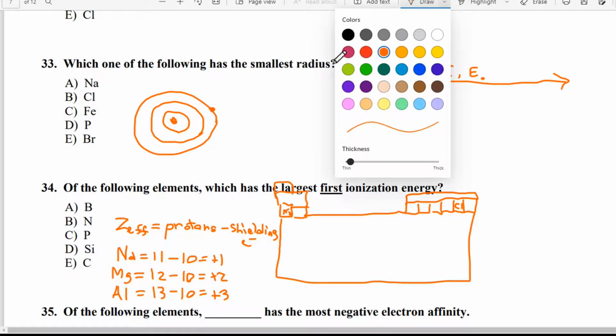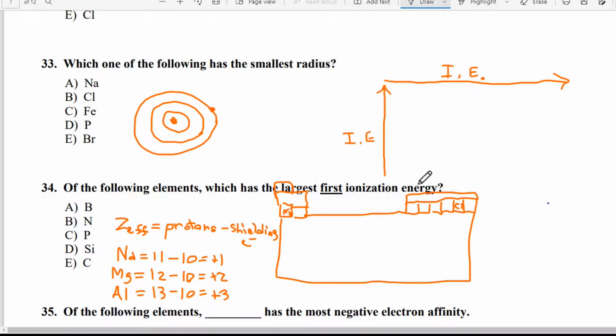Sure. Let me go ahead and draw it out here. Ionization energy increases going across because effective nuclear charge increases and there's a stronger attraction. Electron affinity increases going across because effective nuclear charge increases. If it has a stronger effective nuclear charge, it's going to be more attractive to electrons. The nuclear charge is positive.